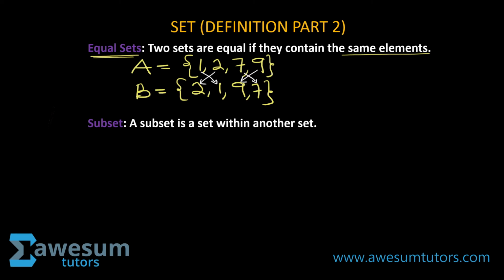Take note that we do not consider the arrangement or the order of the elements. But what we are concerned with right here is, do they have the same elements? Yes, they do. This tells us that set A equals set B. Very good. So that tells us that they are equal sets because they contain the same elements.